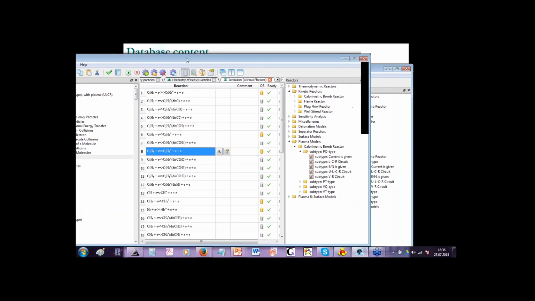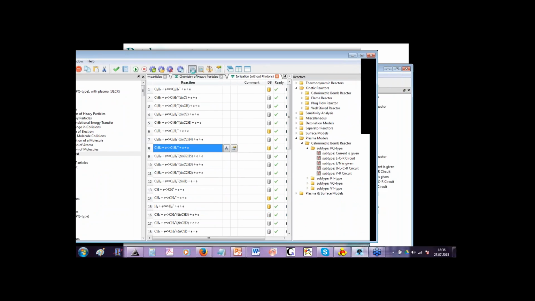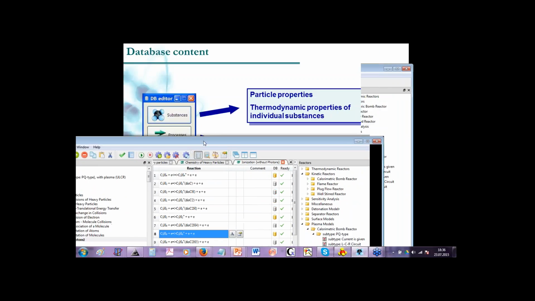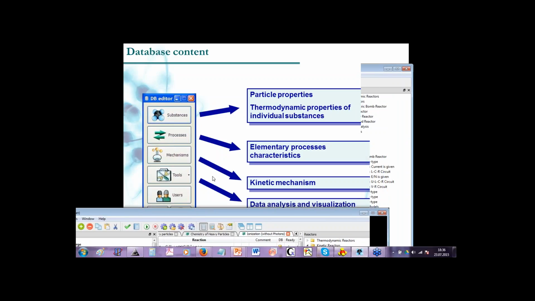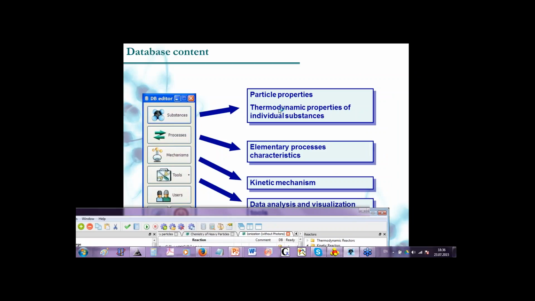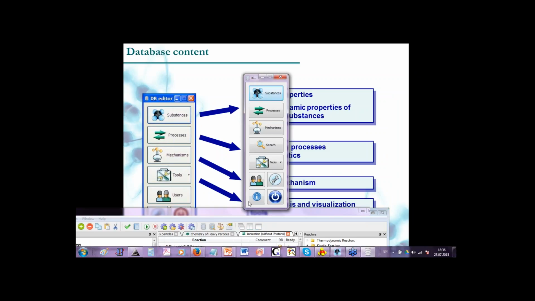Well, we need some connection to the server, to the database. We will see. Okay, so the database consists of several sections. The first section is the database of the thermodynamic properties. Second, the properties of the elementary processes, and the most interesting, the database of the mechanisms.